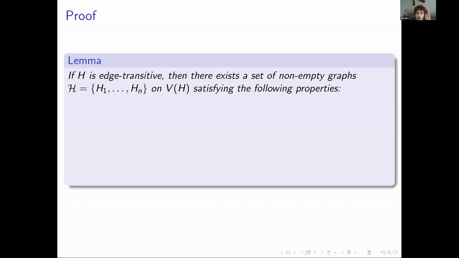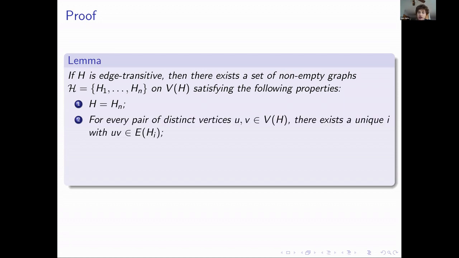And to do this, we're going to need the following technical result, which is that if you have an edge-transitive graph H, then there exists a nice family of graphs with the following 4 crucial properties. The first is that our graph is in this family. Let's just say it's the last one in the family. The second is that for any pair of distinct vertices U and V of H, there's a unique i such that UV is an edge of the graph H_i. So this is just saying that these H_i graphs form a partition of the pairs of vertices of H.